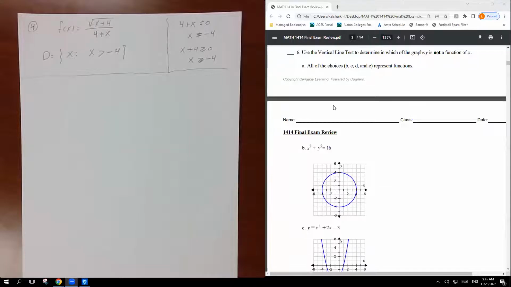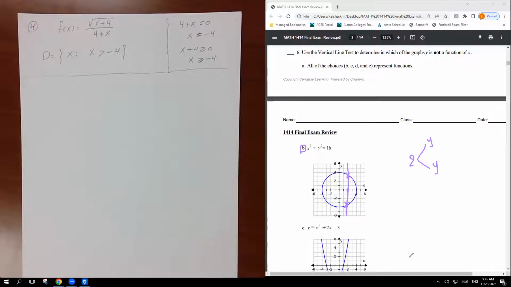For number 6, use the vertical line test to determine in which the graph is not a function. So A, they're telling you all choices. Let's check B. For B, we need to use the vertical line test. So if you graph a vertical line test here, you will see at x equal 2 goes to 1 and 2. So when x equal 2 goes to 2 y values, that means we found a person going to 2 locations, which is impossible. So that means this is not a function.